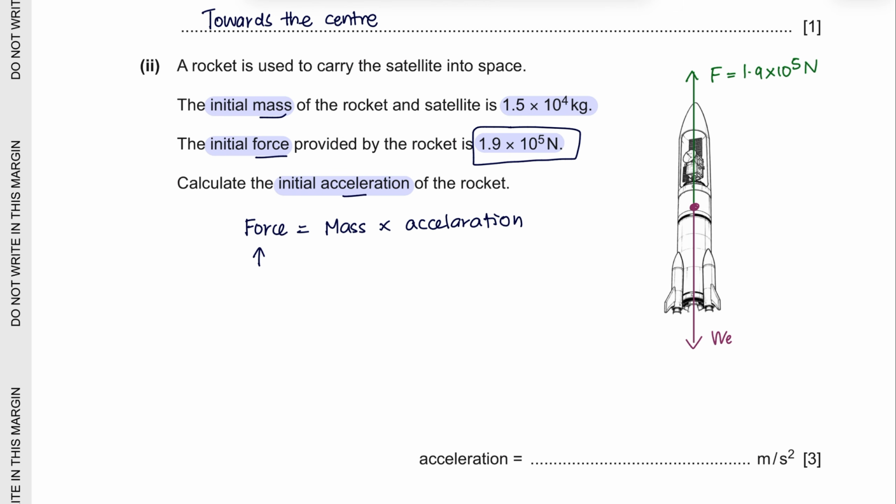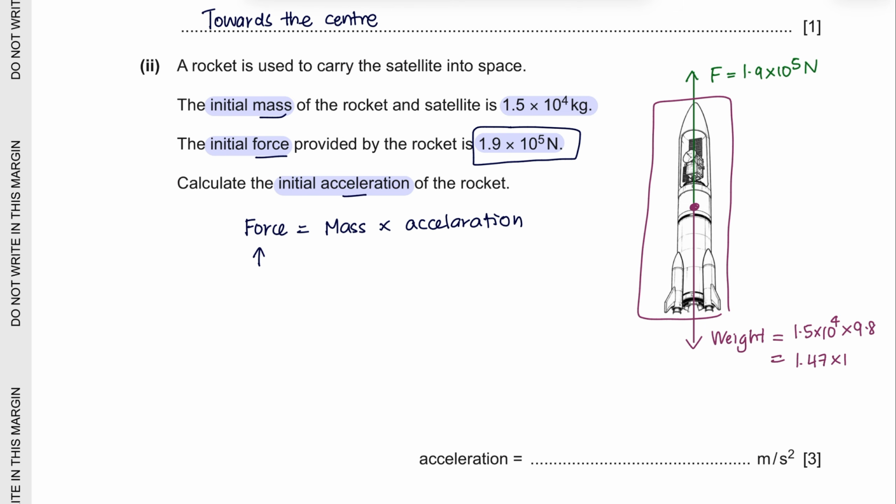And that force here is your weight. And the weight would be the entire mass of the rocket and satellite multiplied by gravitational acceleration, which is 9.8. So the weight of the rocket and satellite is 1.47 times 10 to the power of 5 newtons. So now the force required to accelerate the rocket would be upwards, because the force upwards is bigger than the force downwards. This means that your rocket will move upwards. And this is what you call a resultant force.